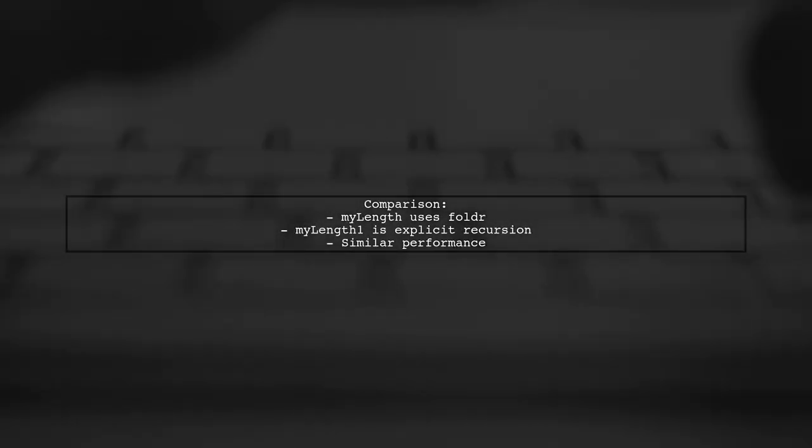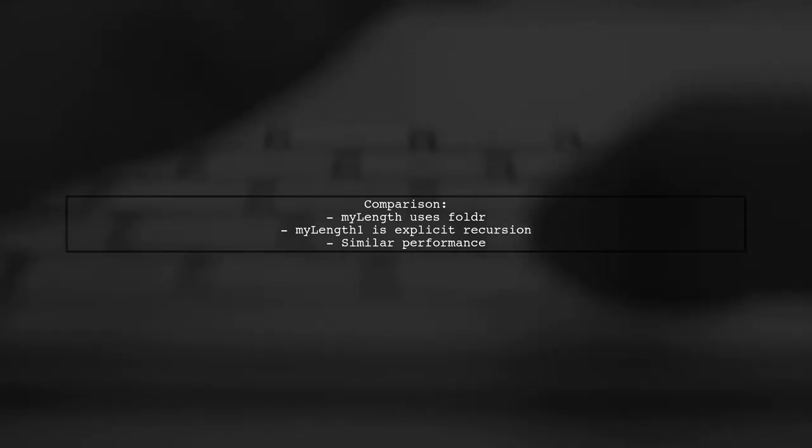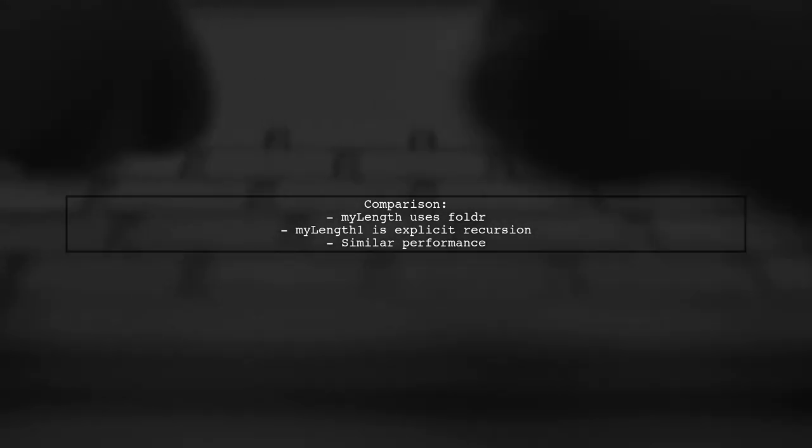Both implementations are similar, but myLength leverages foldr for recursion, while myLength1 does it explicitly. They should perform similarly in terms of efficiency.